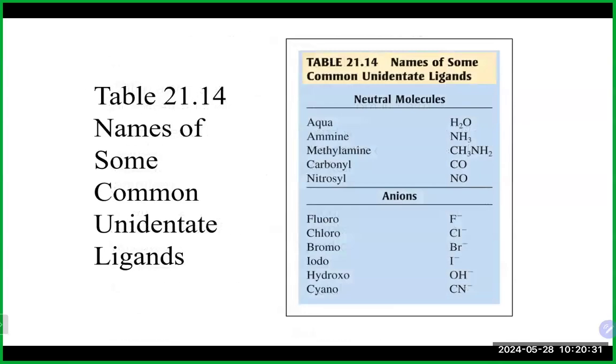So let's take a look at some of these ligands and some of the names that we sometimes come across. For example, water is aqua, then there's ammine, methylamine, carbonyl. The halogens are named like they are in organic chemistry: fluoro, chloro, bromo, iodo. Hydroxo for hydroxides, and cyano for cyanide are the names of the ligands.